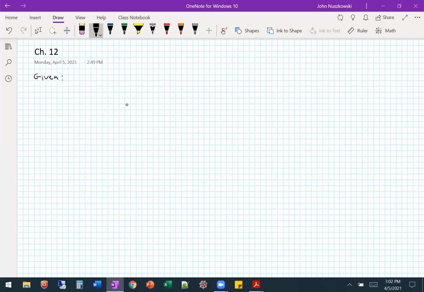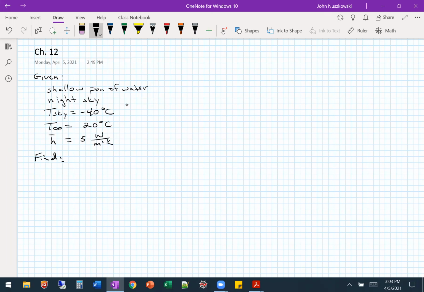Okay. So we're given a shallow pan of water. It's got the night sky. We have the temperature of the sky, negative 40 degrees Celsius. T infinity is 20 degrees Celsius. The average convection coefficient is 5 watts per meter squared Kelvin. They want us to find: can a shallow pan of water freeze?